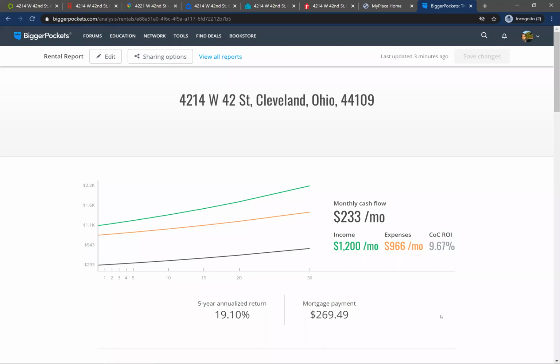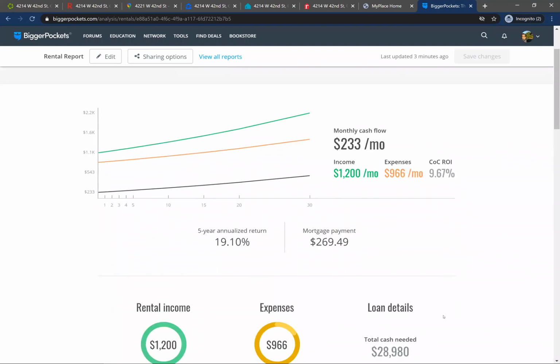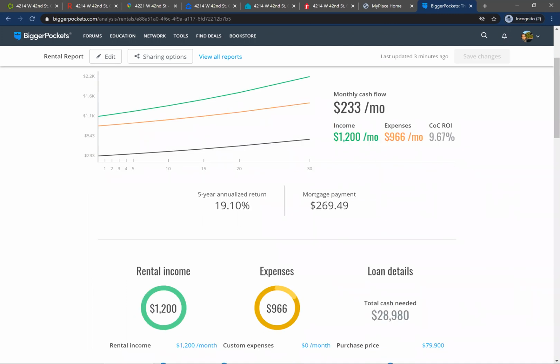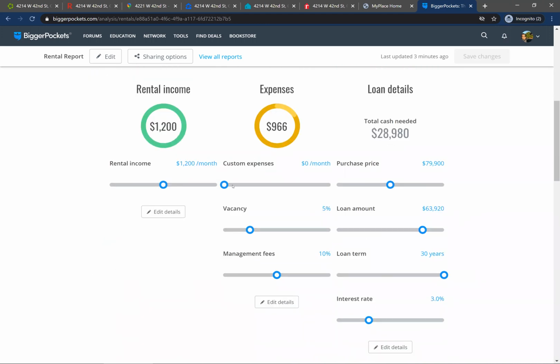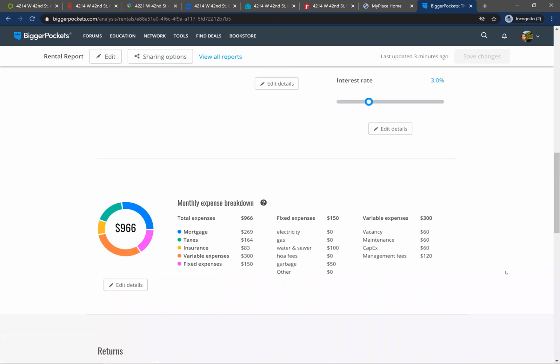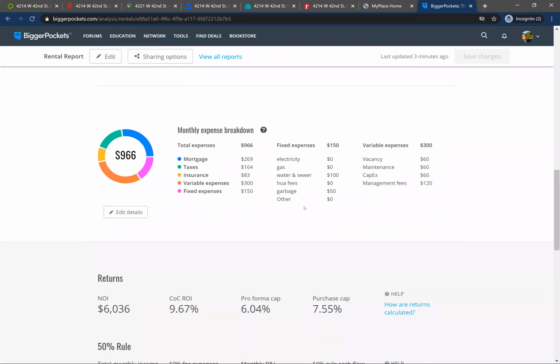It took a little bit longer than expected in BiggerPockets. After the report is generated, you'll be able to see the analysis. The monthly cash flow is $233 per month. Our income was $1,200 and expenses were $966. And you can update these values, the vacancy adjustment, management fees, and loan term. Based on these, you will be able to see the other information.